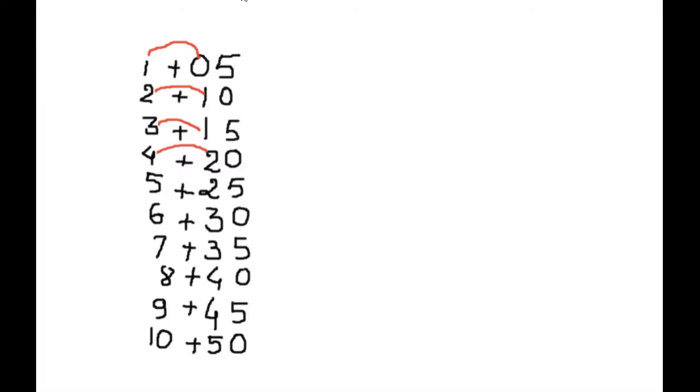Now start writing. 1 plus 0 is 1, and we will write the right side as it is, 5. 2 plus 1 is 3 and the right side is 0 as it is. 3 plus 1 is 4 and the right side as it is, 5. 4 plus 2 is 6, 0. 5 plus 2 is 7, 5.